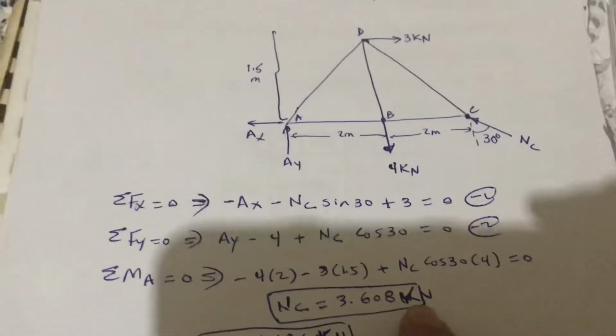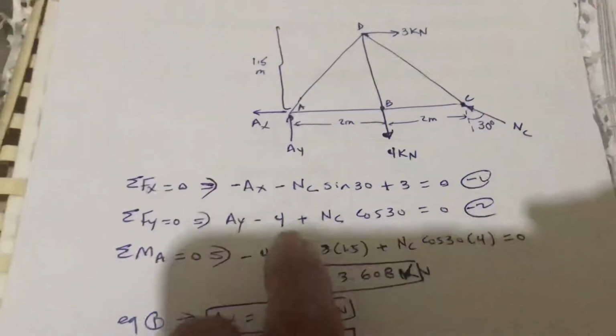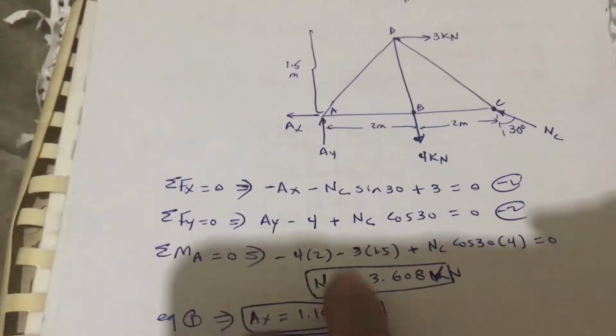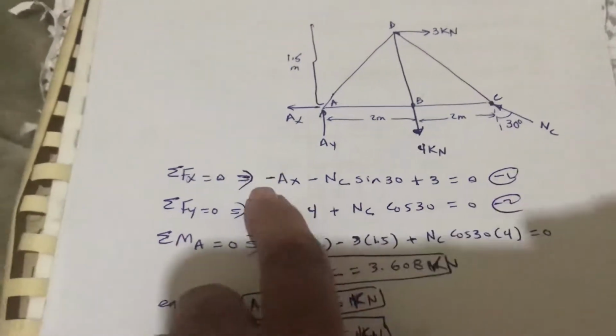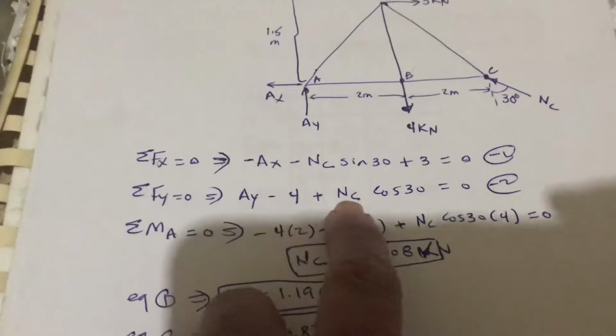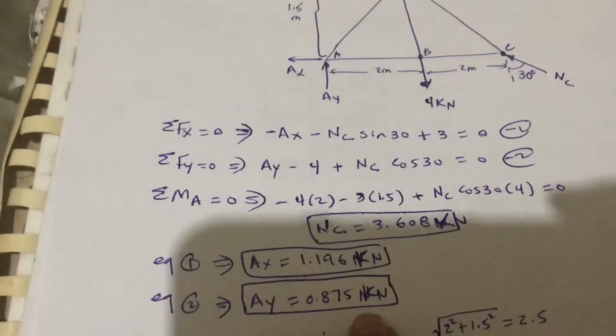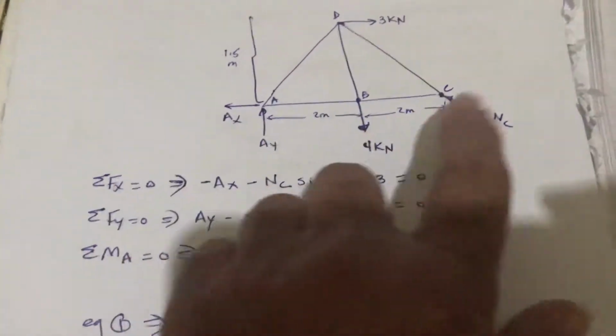Okay? Now, we find NC. You could put this NC here. You could find from equation number 1, AX. AX is equal to 1.196. And now here we have NC for equation 2. You could find AY, 0.875 kilonewton. So now we have AX, AY, NC.